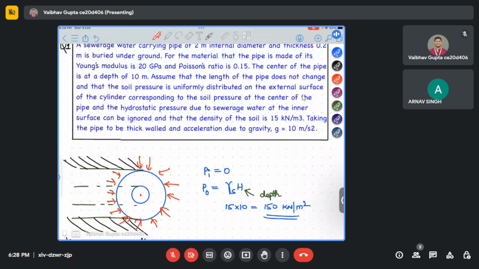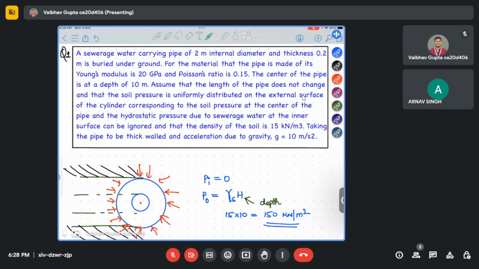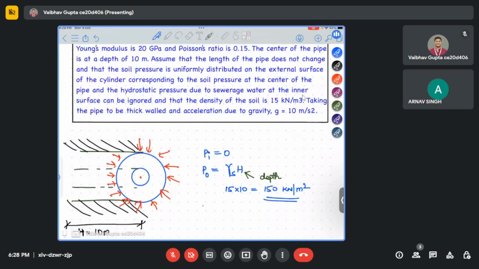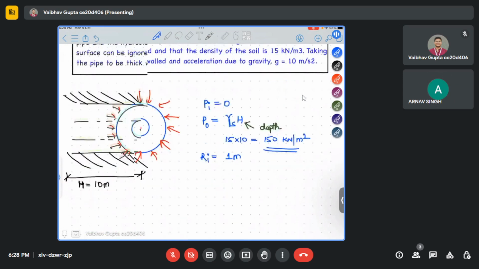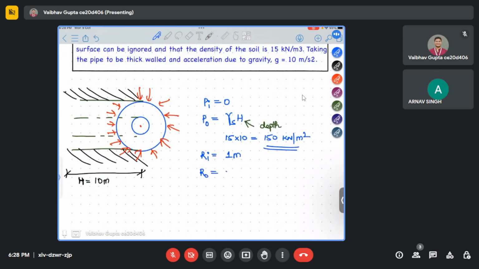What is the internal radius they have given? See, 2 meter internal diameter they have, so Ri is equal to 1 meter. Outer diameter they didn't give, but they gave the thickness. So outer radius is nothing but Ri plus T. This is Ri and this is T. So Ri plus T is R naught, which is 1 meter plus T, 0.2 meter thickness, so 1.2 meter. Understood R naught?